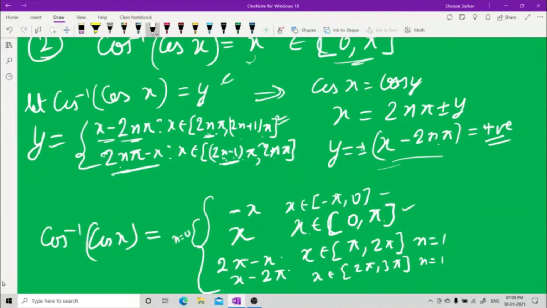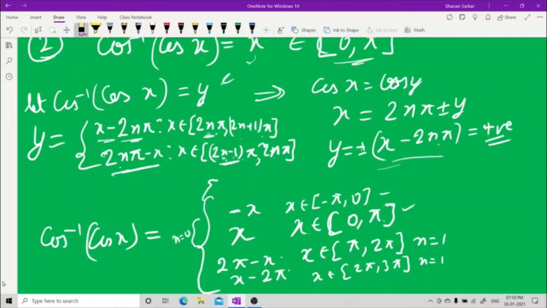Now put n equal to minus 1. See what happens. This will become minus 2 minus 3. n equal to 0, you got this. Now n equal to 1, you got this. Put n equal to minus 1, you will get minus 2 pi and you will get minus pi. You will get minus 2 plus 1, that is minus pi. So here you will put n equal to minus 1 in this. You will put both times.